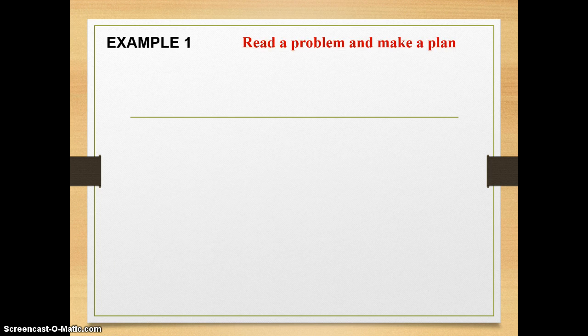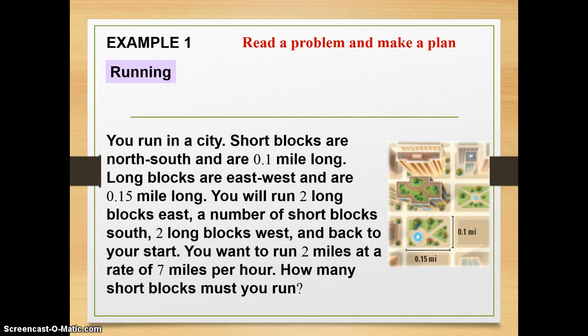Let's try our first example. This topic is about running. You run in a city. Short blocks are north-south and are 0.1 mile long. Long blocks are east-west and are 0.15 mile long. You will run 2 long blocks east, a number of short blocks south, 2 long blocks west, and back to your start. You want to run 2 miles at a rate of 7 miles per hour. How many short blocks must you run?